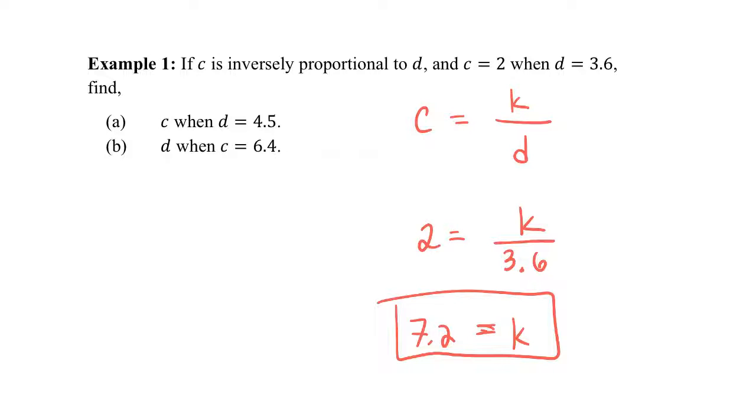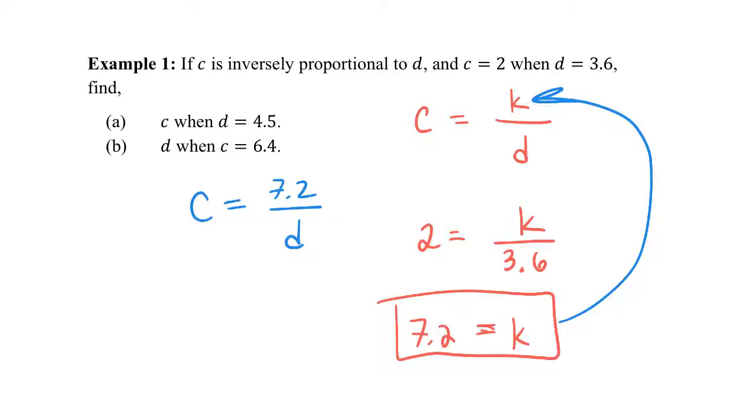Now, for parts A and B, we have to go ahead and apply what we know. So once we have the constant of variation, let's plug it back in for k. And this becomes c equals 7.2 over d. So that's my specific equation, again, in blue. My general equation is what I started with in red. I get the constant of variation, and I plug it into my general equation to write out the specific equation.